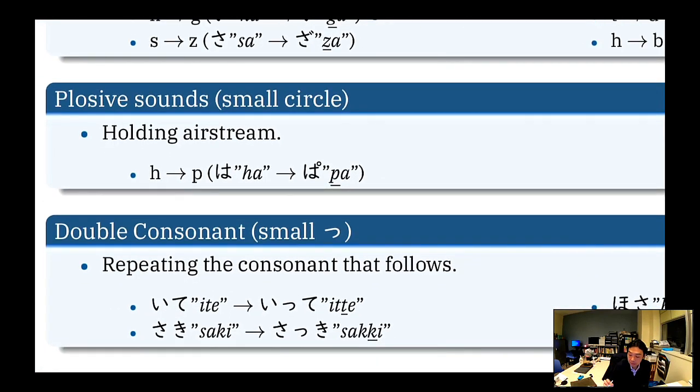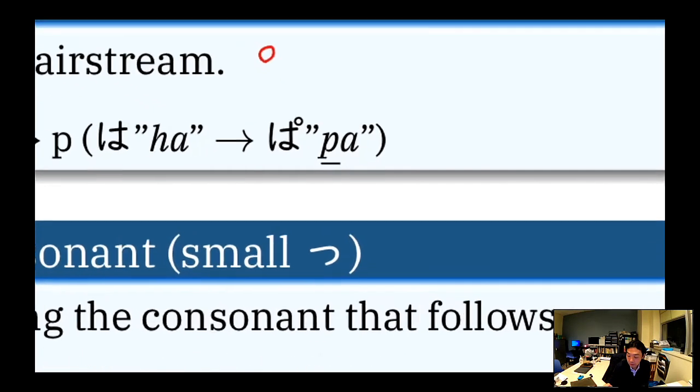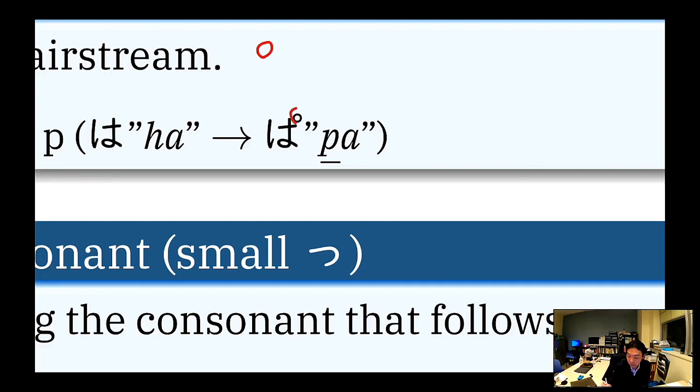We also sometimes use a little circle like this. And it only happens with the H line. And how it changes, H becomes P sound. This is ha. But when you add a little circle like this here, this becomes pa. How do you pronounce this? This was he without a circle. It becomes pe.